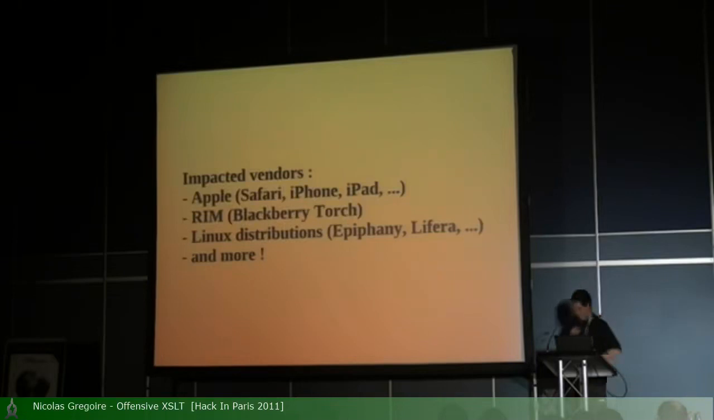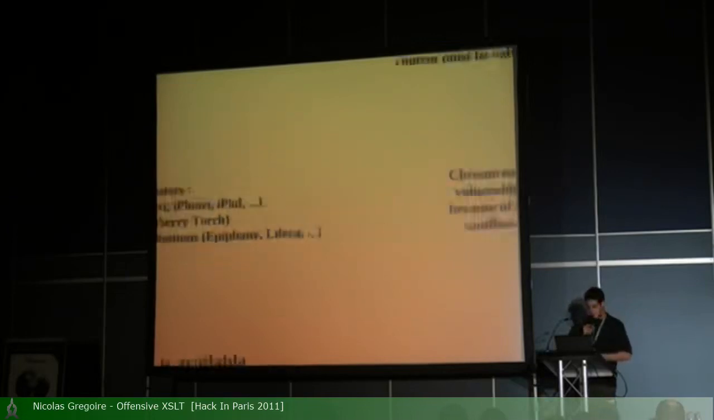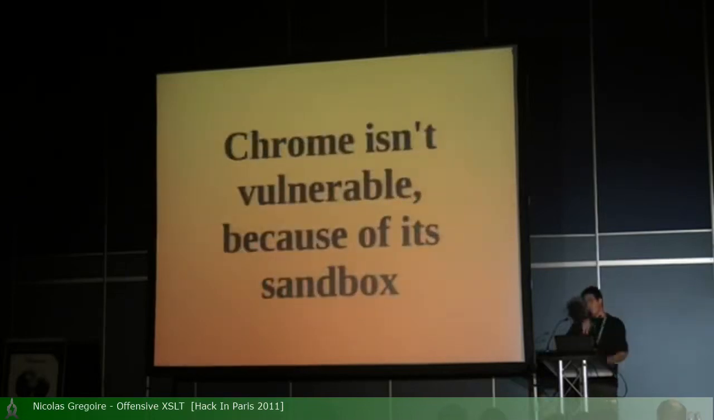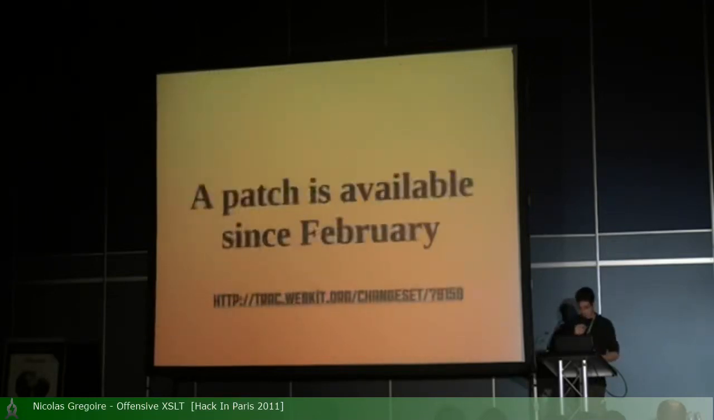And many Linux distributions, because WebKit is used in, for example, Epiphany, which is a browser from the GNOME project. It's used in Liferea, which is an RSS reader, and you have a lot of applications using that. Chrome is not vulnerable, even if it uses WebKit, because of the sandbox, which will restrict file access to the file system. So it's a good thing. Defense in depth is always a good thing.